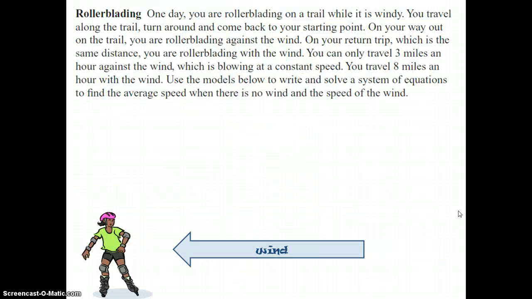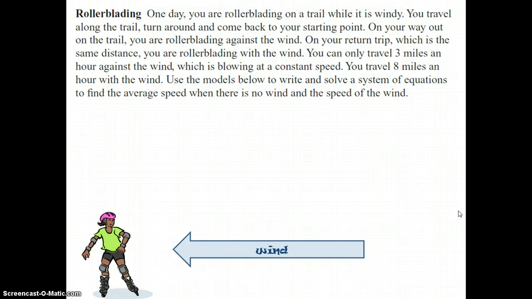Now we'll do a couple of word problems. One day you are rollerblading on a trail while it is windy. You travel along the trail, turn around, and come back to your starting point. On your way out on the trail, you were rollerblading against the wind. On your return trip, which is the same distance, you're going back to where you started, you are rollerblading with the wind, so the wind is behind you and pushing you.